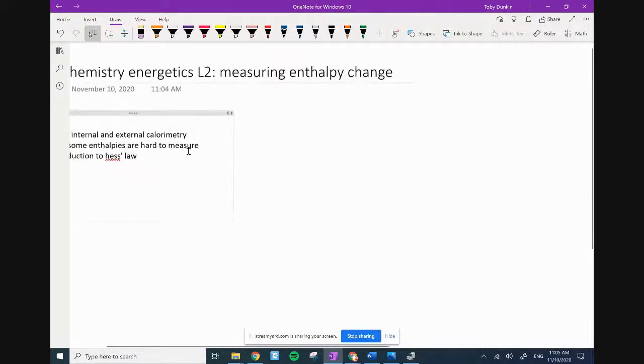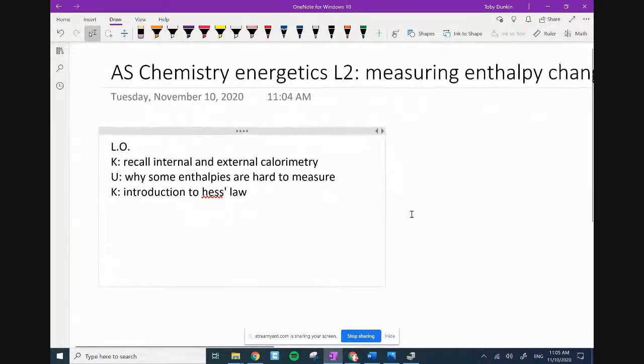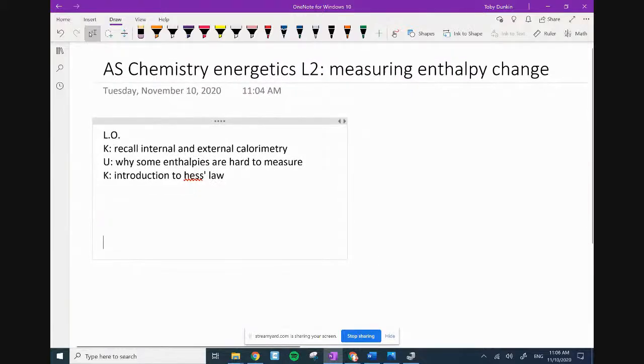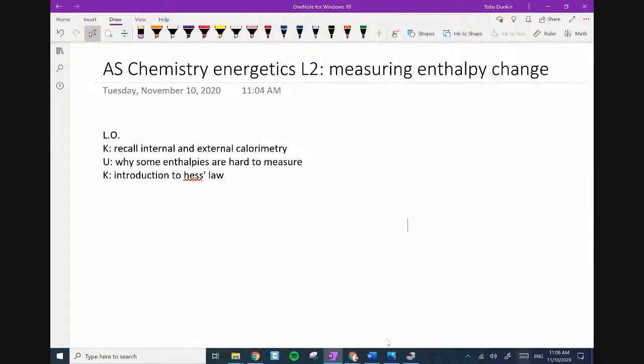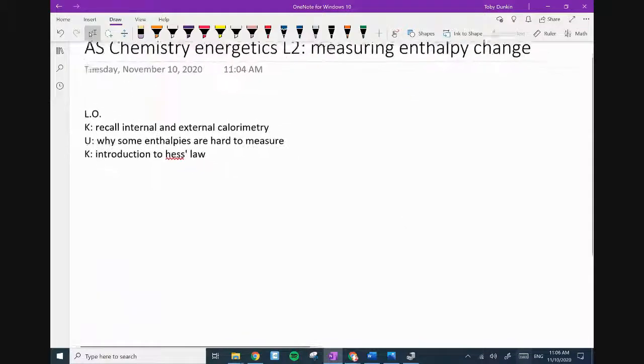So today's lesson, guys. Next, I'm going to set you your homework. Today's lesson is on measuring enthalpy changes. The first thing I want to do is quickly recall with you. I'm going to flip my tablet over into write mode. So, recall internal and external calorimetry.